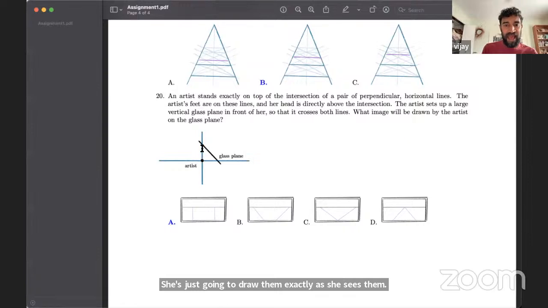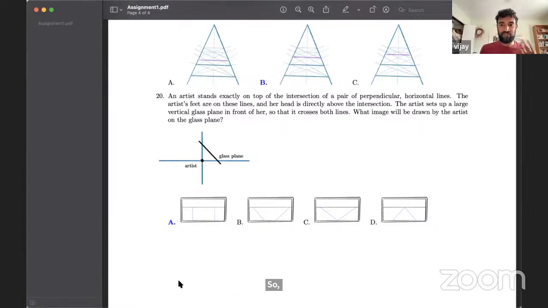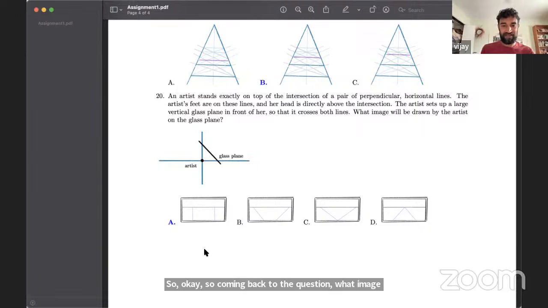So as she follows these blue lines out further and further with her sight lines, the places where those sight lines intersect the glass plane are going to be the points that she marks on the glass plane. So, okay, coming back to the question, what image will be drawn by her?